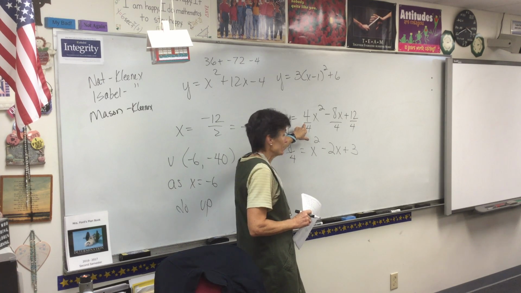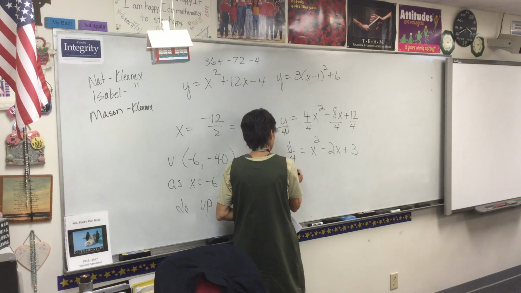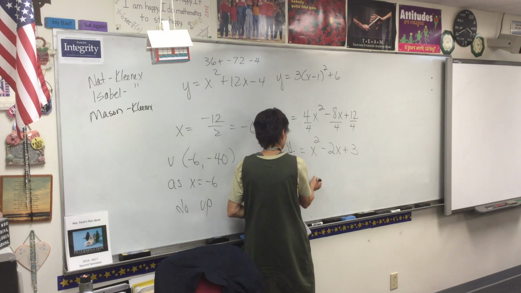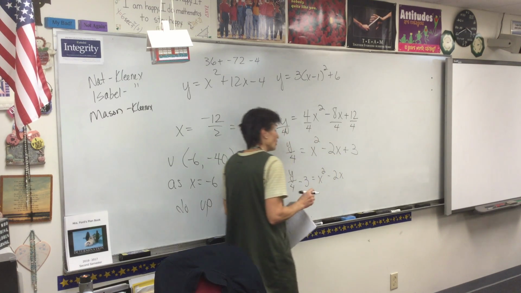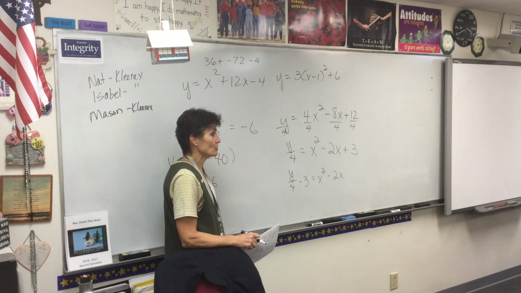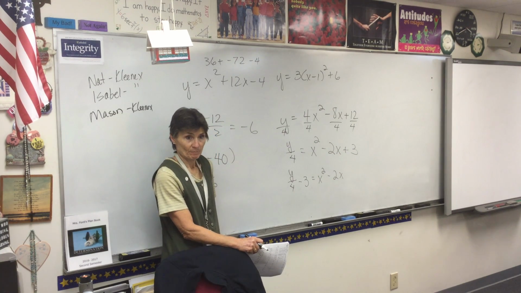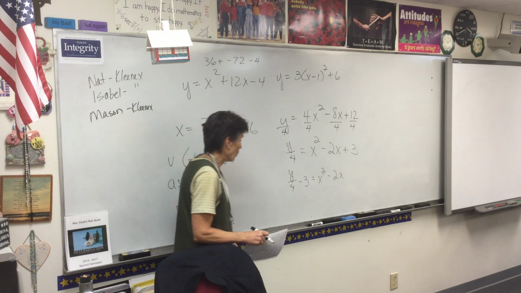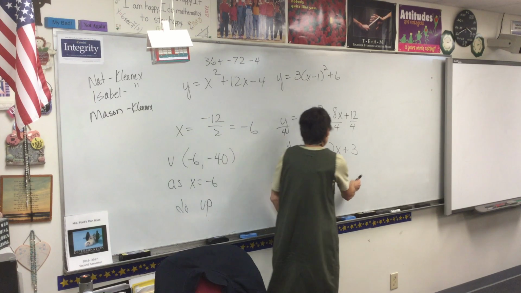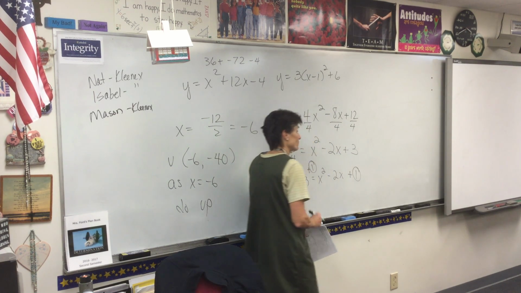Right? Yep. Now, let's move this 3 to the other side, because we are going to complete the square. We're going to add something, right? What are we going to add? A 1. Why are we adding a 1 to both sides?